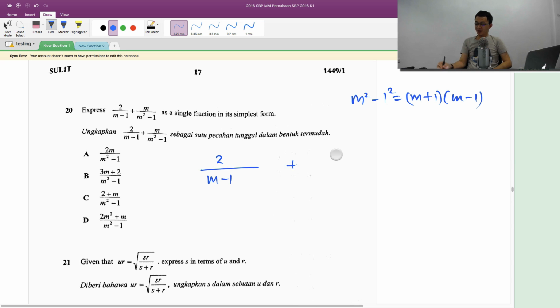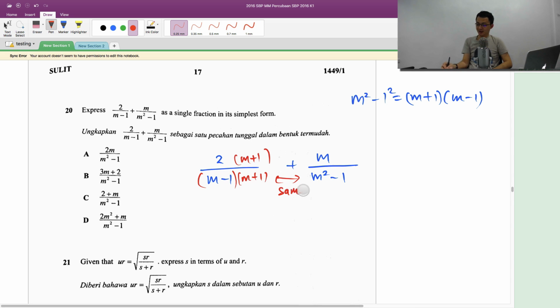I want to make them have the same denominator. So this is m squared minus 1. So I say m squared minus 1 equals m plus 1, m minus 1, right? Since you have m minus 1 already, I will multiply with m plus 1. I multiply with m plus 1. Okay, now the bottom is the same.